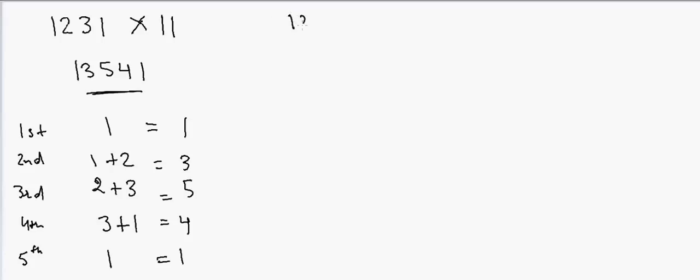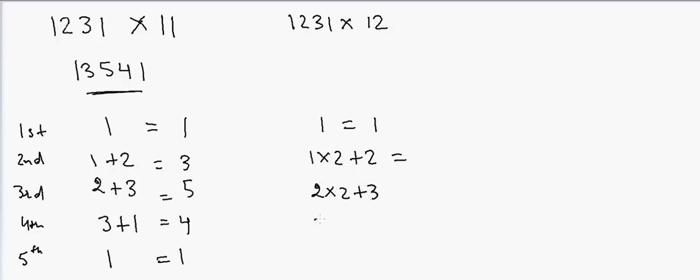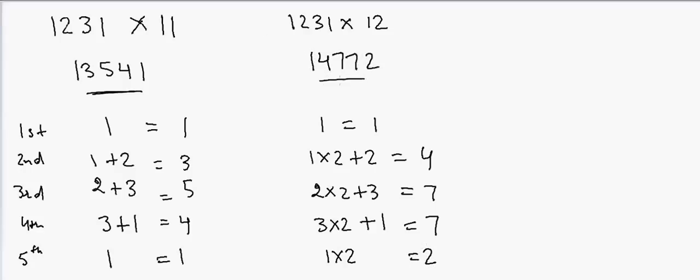Again, if I have 1, 2, 3, 1 and I want to multiply by 12, here we have 1, then we have 1 into 2 plus 2, then we have 2 into 2 plus 3, 3 into 2 plus 1, and 1 into 2. So that will give me 4. This will give me 7, 7, 2. So answer is 1, 4, 7, 7, 2.